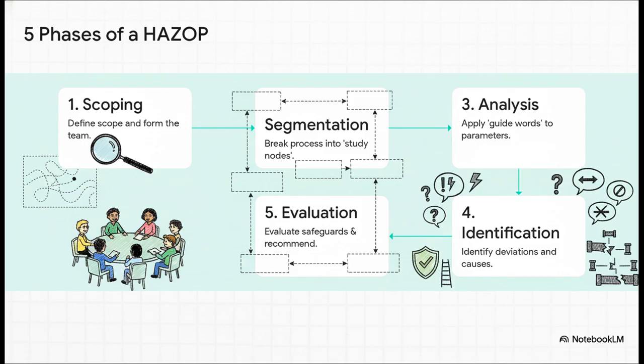Phase 3, that's where the real magic happens. You apply these specific guide words. From there, you identify what could go wrong and why, and then finally, you look at your safety nets and make recommendations to make them stronger.